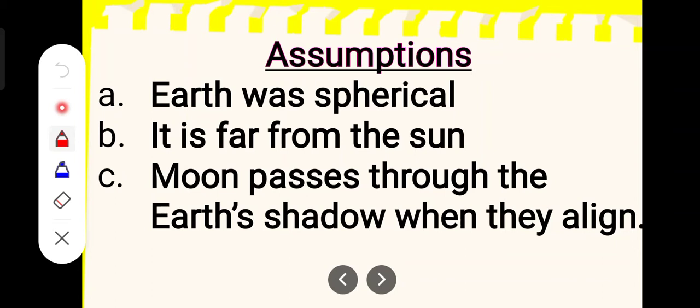Okay? So, some of the assumptions present in the book of Aristarchus: Earth was spherical. It is far from the sun. Moon passes through the Earth's shadow when they align. And the sun is the center of the universe. So, Aristarchus estimated the relative angles of the moon and the sun from the Earth. So, the alignment of the moon, sun, and Earth. So, yun naman yung ginawa ni Aristarchus.